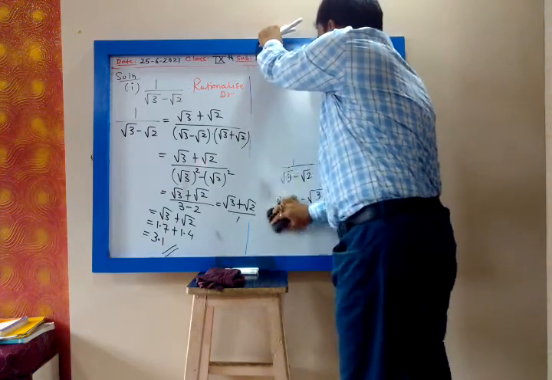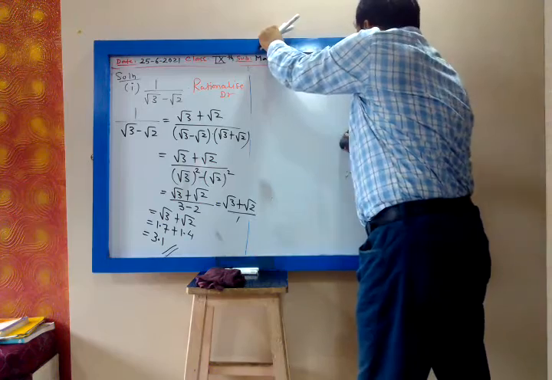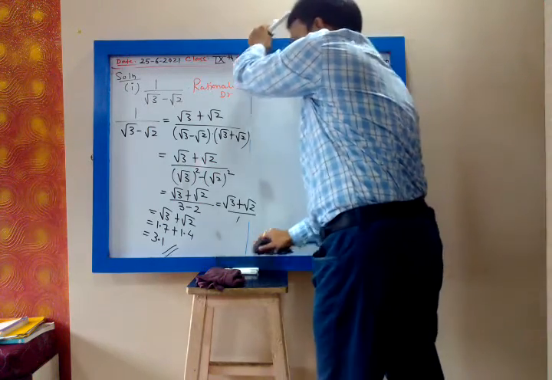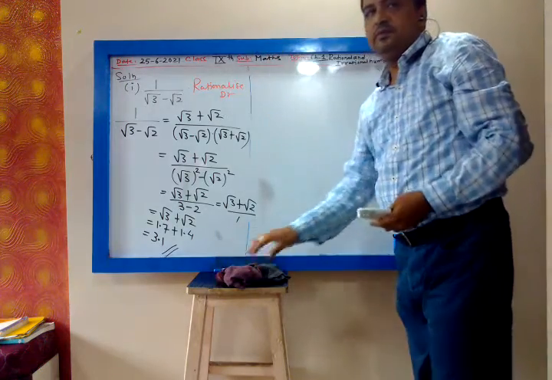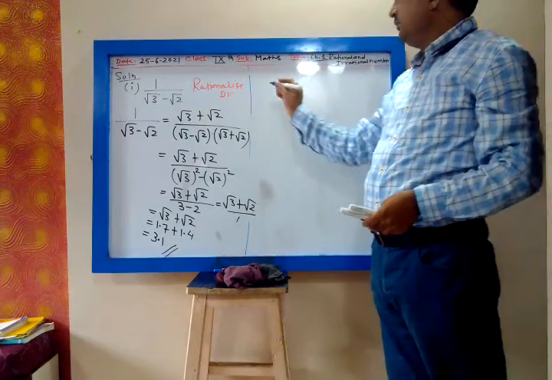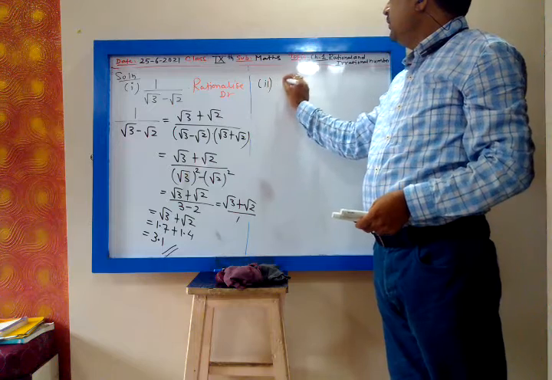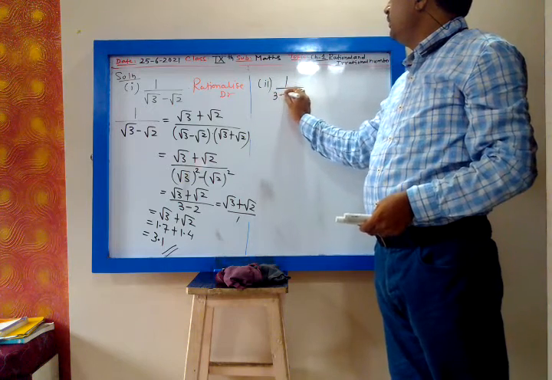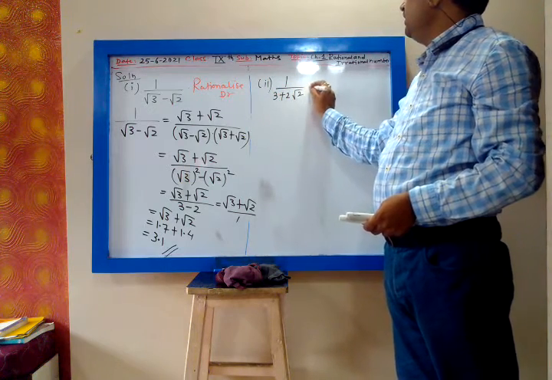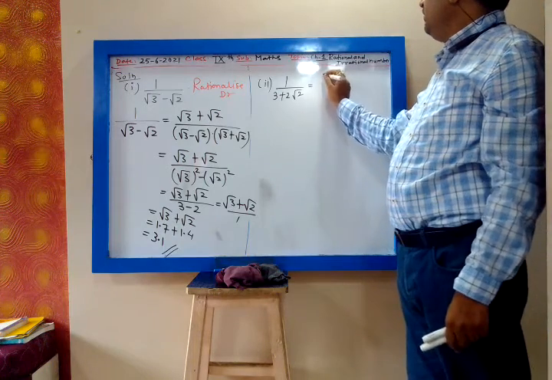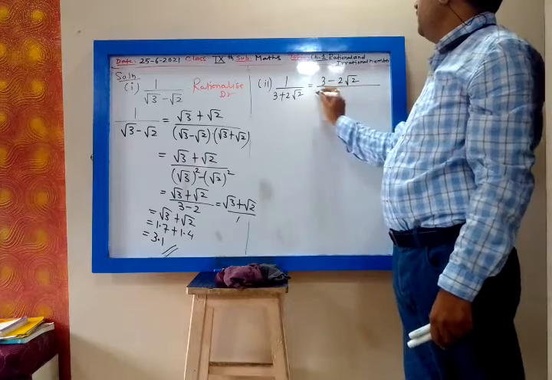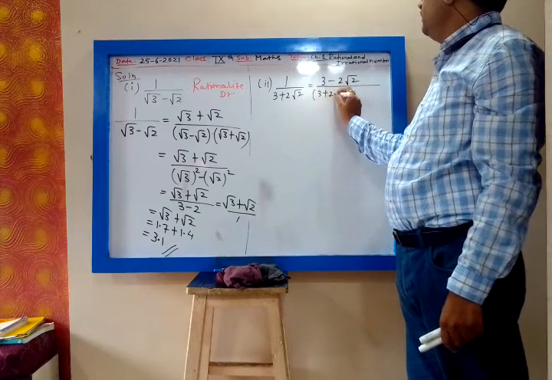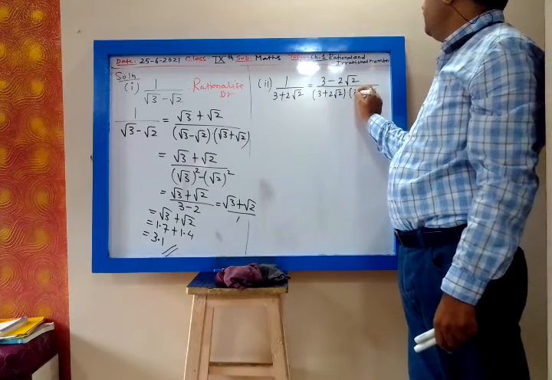Second one: 1 upon 3 plus 2 root 2. So rationalize the denominator. That will be 3 minus 2 root 2 upon 3 plus 2 root 2 into 3 minus 2 root 2.